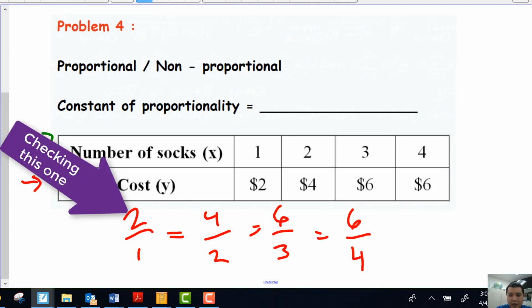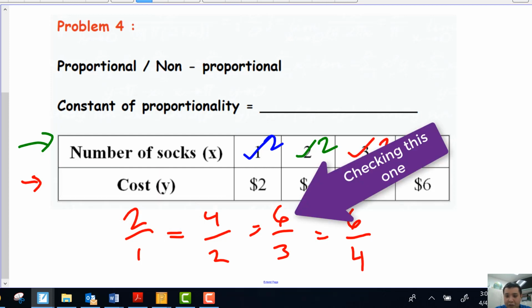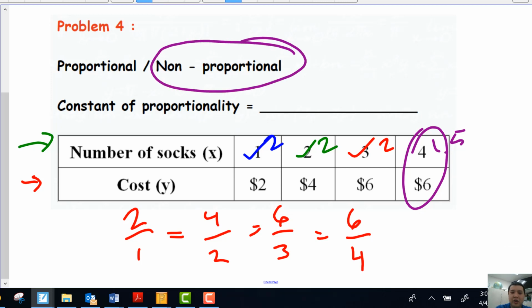So 2 over 1 is 2, so we did that one. 4 divided by 2 is 2, so we're looking good so far. 6 divided by 3 is also 2, good so far. 6 divided by 4, that one is 1.5, so this part right here makes this a non-proportional relationship. Therefore, there is no constant of proportionality.